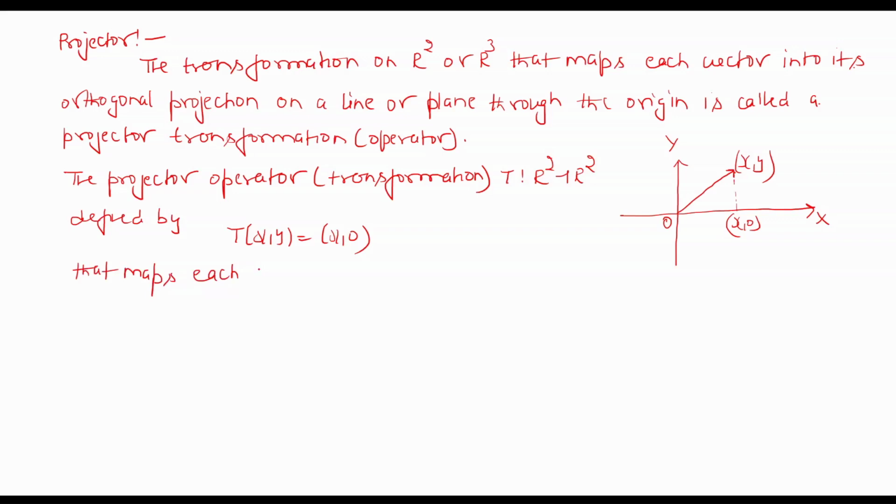The projector operator defined by this maps each vector into its orthogonal projection on the x-axis. Got it? And if I write T(x, y) equal to (0, y), that is the projection of this vector on the y-axis. Similarly, you can find the projection on another line also.